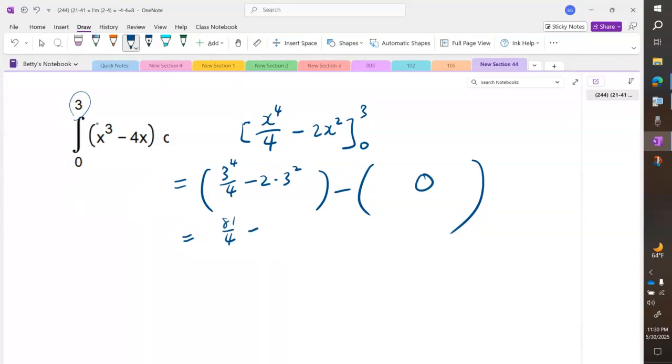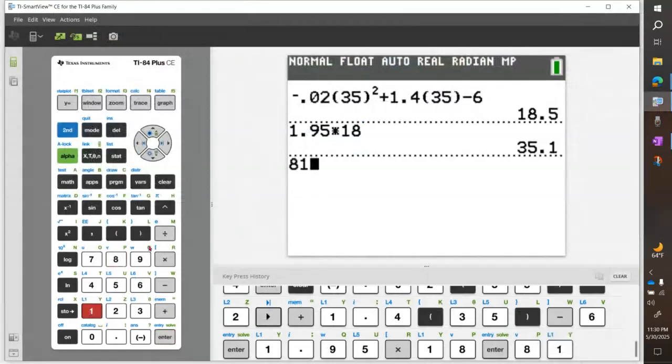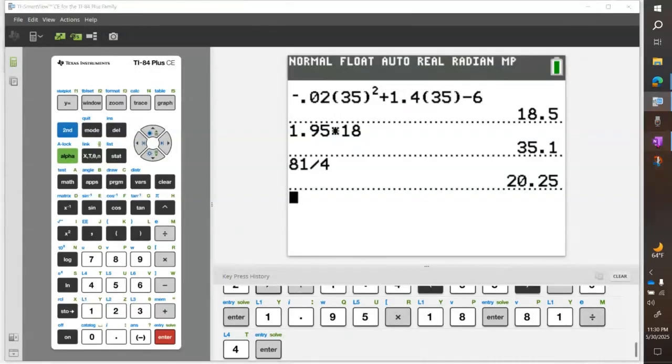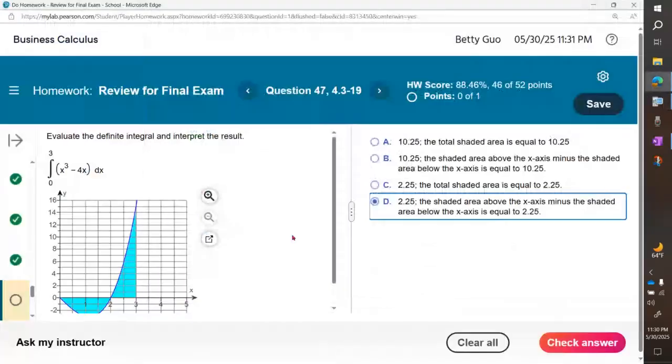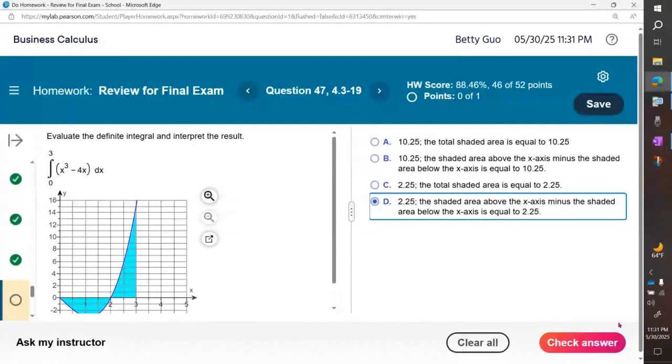81 over 4 minus 18. 81 divided by 4 minus 18 is 2.25, right? And also you can count the area and use the area of this minus the area of this. It's going to be small. Okay.